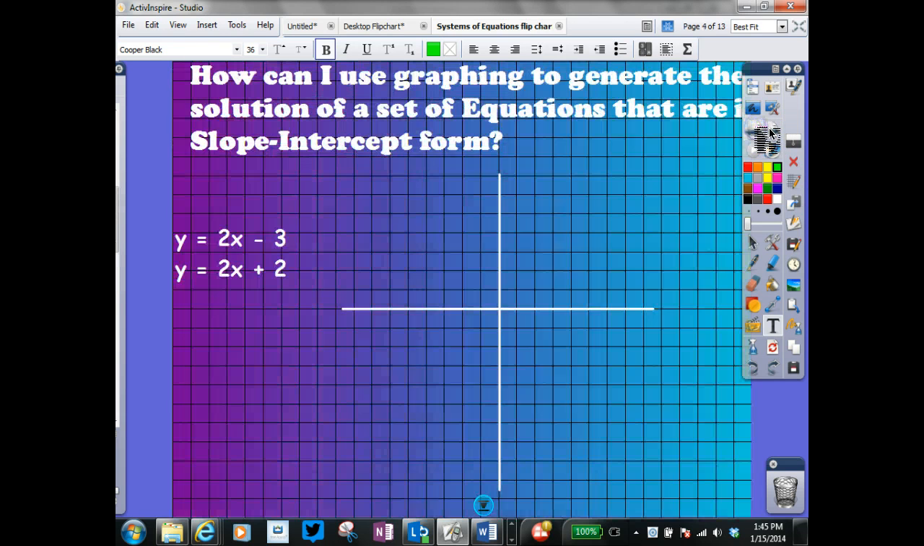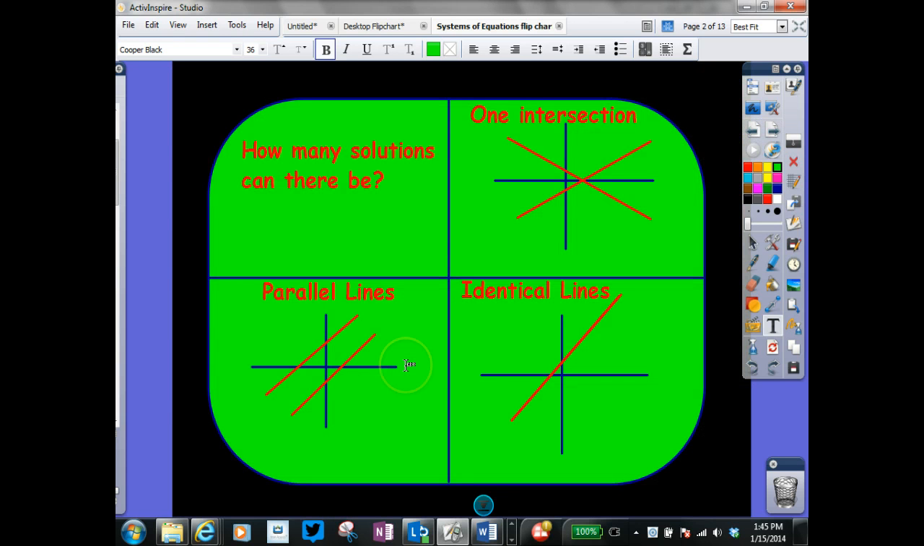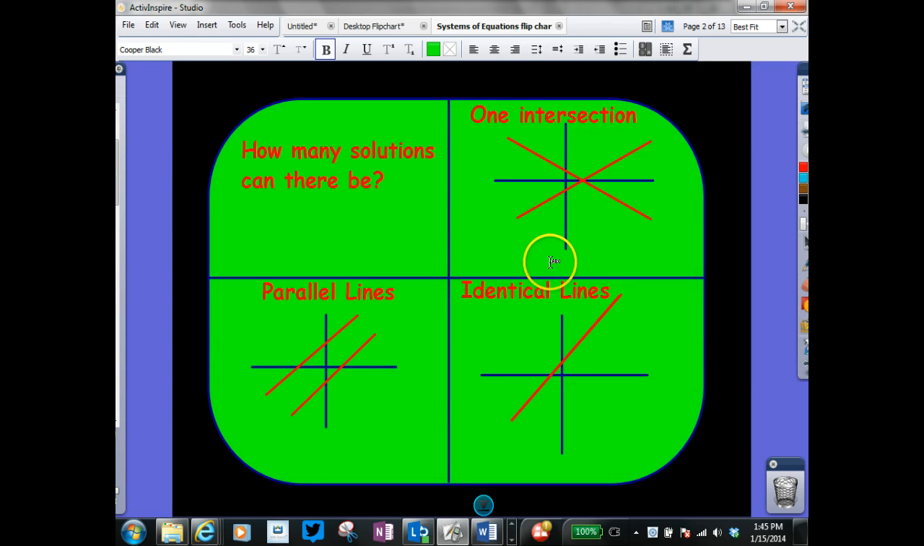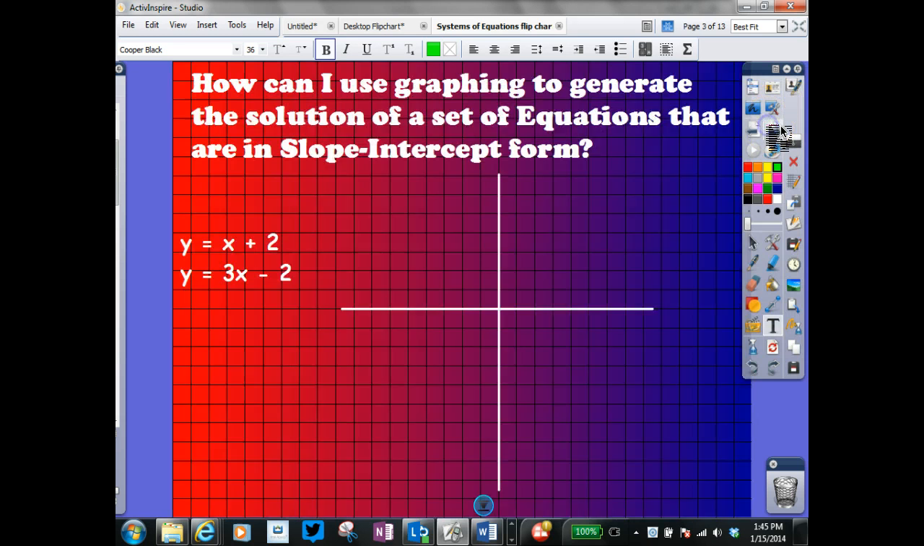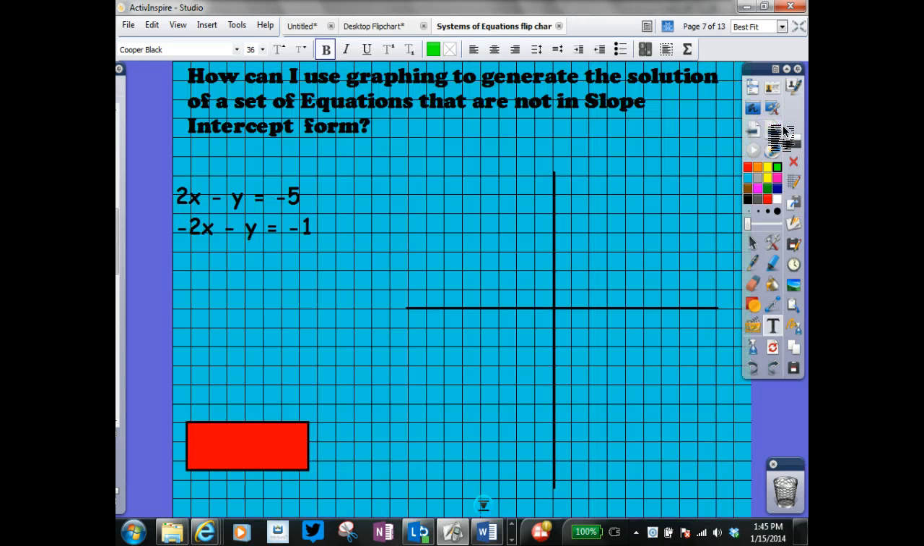And I'm just going to go back and review this right here. How many solutions? Remember, if they just intersect one time, you have one solution. The parallel lines are never going to intersect, so there's no solution. And if you have two identical lines, both equations are the exact same, you have infinite solutions. All right, so let's go back over and start phase two.